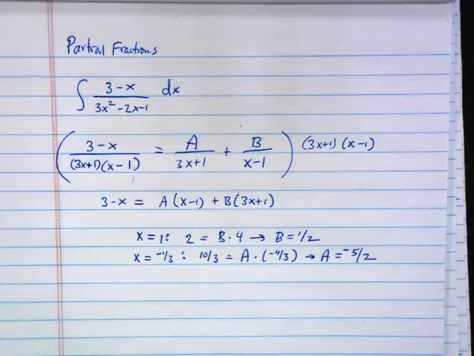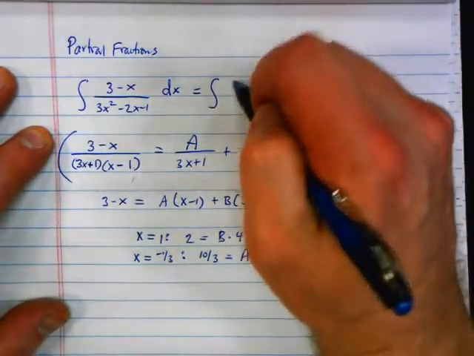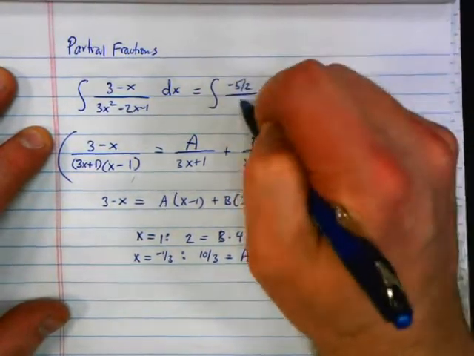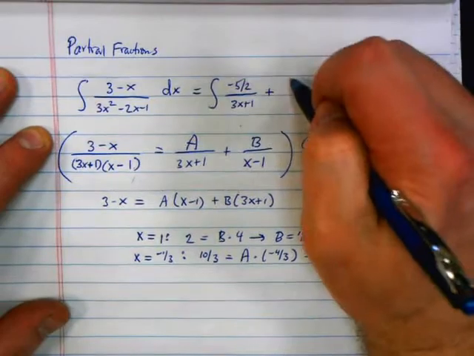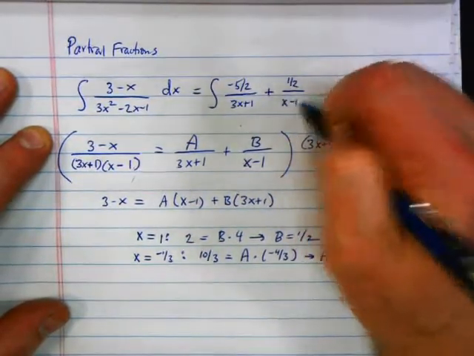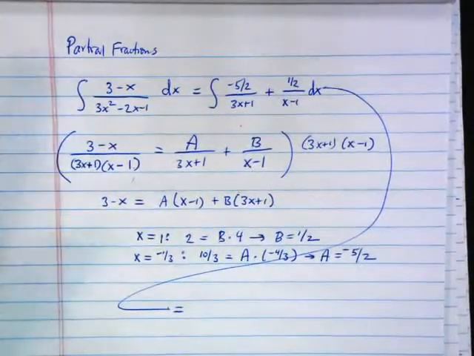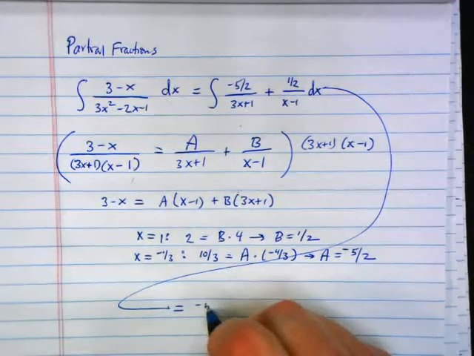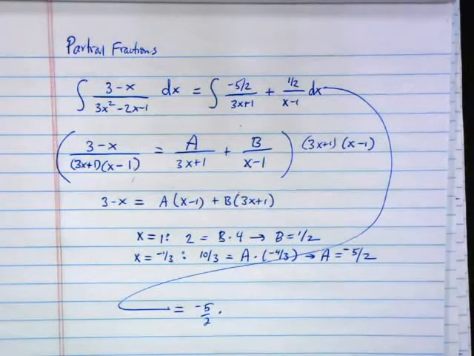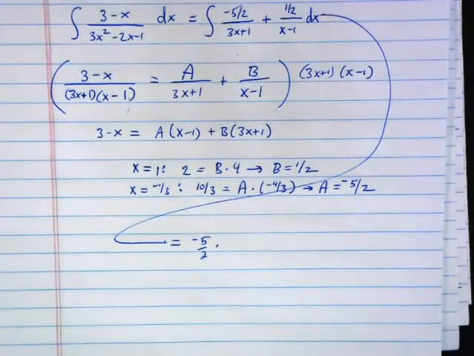All right, so we've done all the algebra we need to do. Now we go back and do our calculus. This becomes the integral of negative 5 halves over 3x plus 1 plus 1/2 over x minus 1 dx. I integrate. I'm going to have negative 5 halves times, what's the integral of 1 over 3x plus 1? ln of 3x plus 1, that's almost correct.